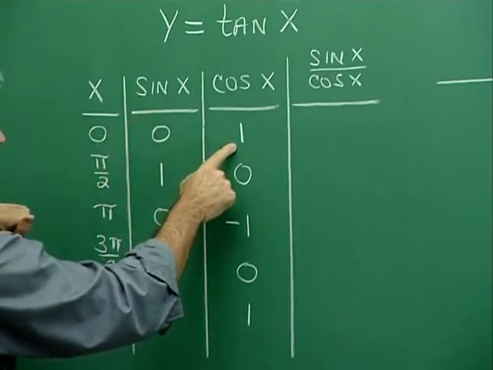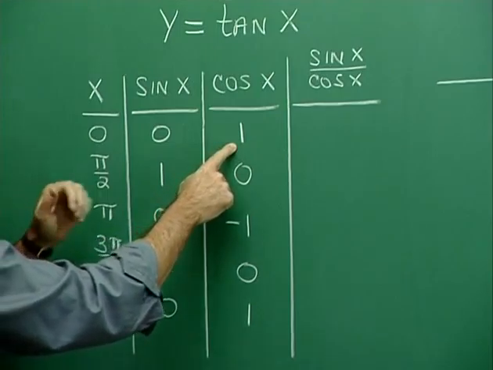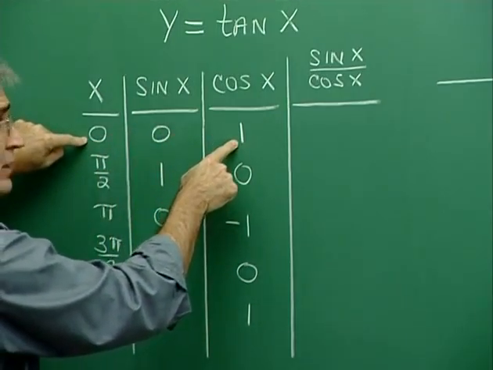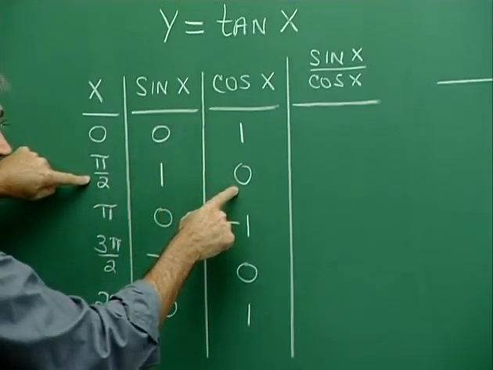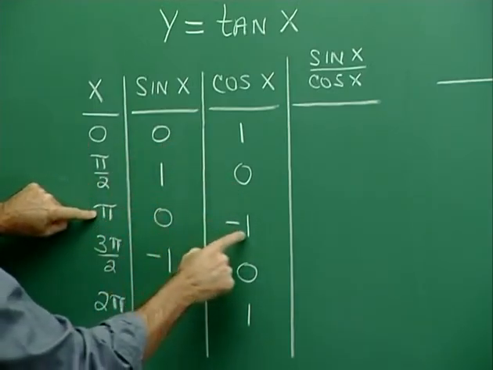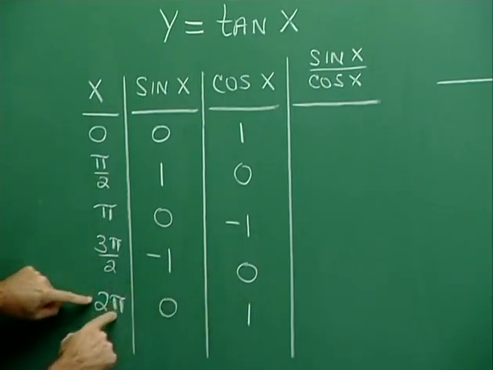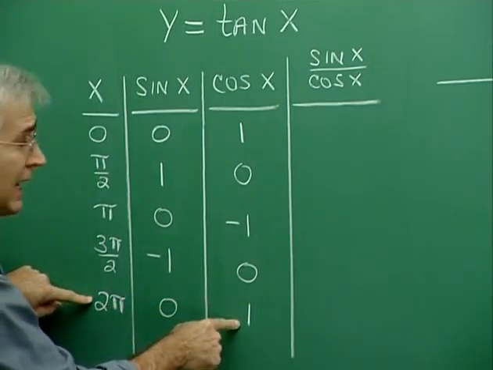For the cosine curve, we know we start at the top of the amplitude and end up there as well. So at 0, we're at the top of the amplitude at 1. And then at pi over 2, we're at the intercept. At pi, we're at the bottom of the amplitude. At 3 pi over 2, we're back to the intercept. And at 2 pi, we're at the top of the amplitude.